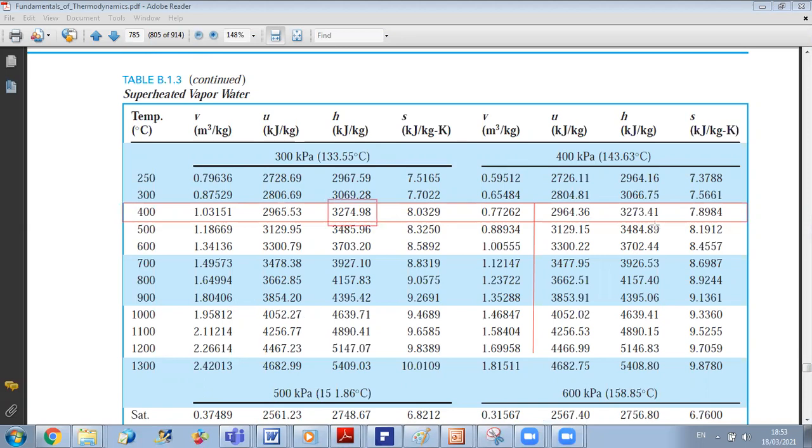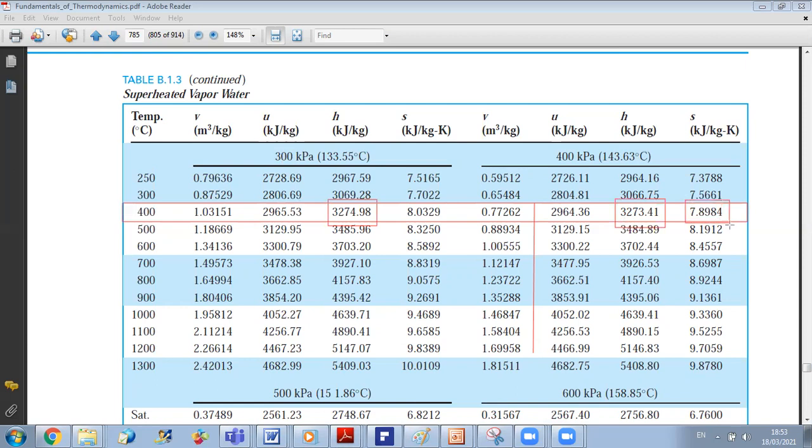And the value for S, that's for 300, sorry. So it's exactly 7.898 for 400 kilopascal, 400 degrees. So H is this one. Sorry, we read the values at 300 kilopascal. Yes, that's it.